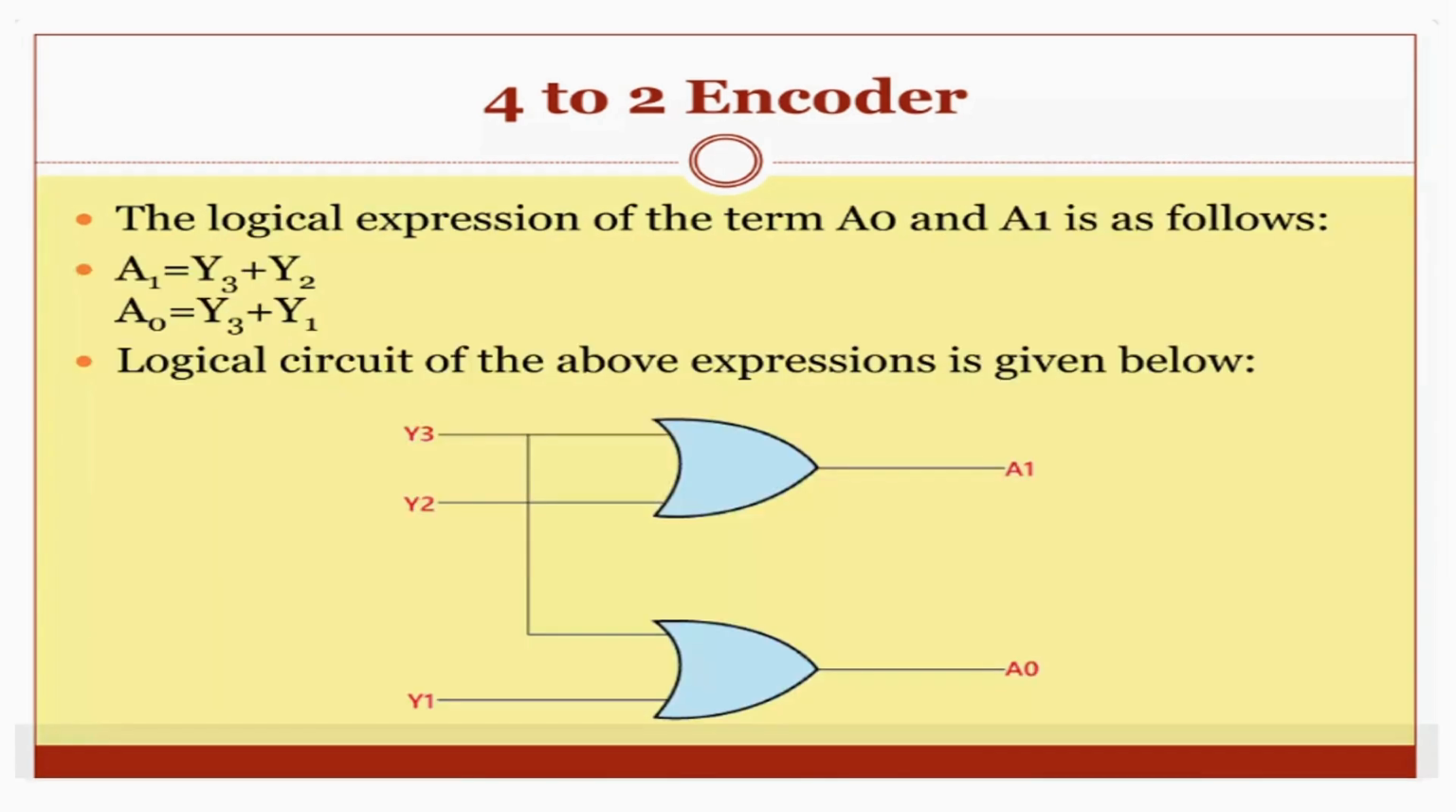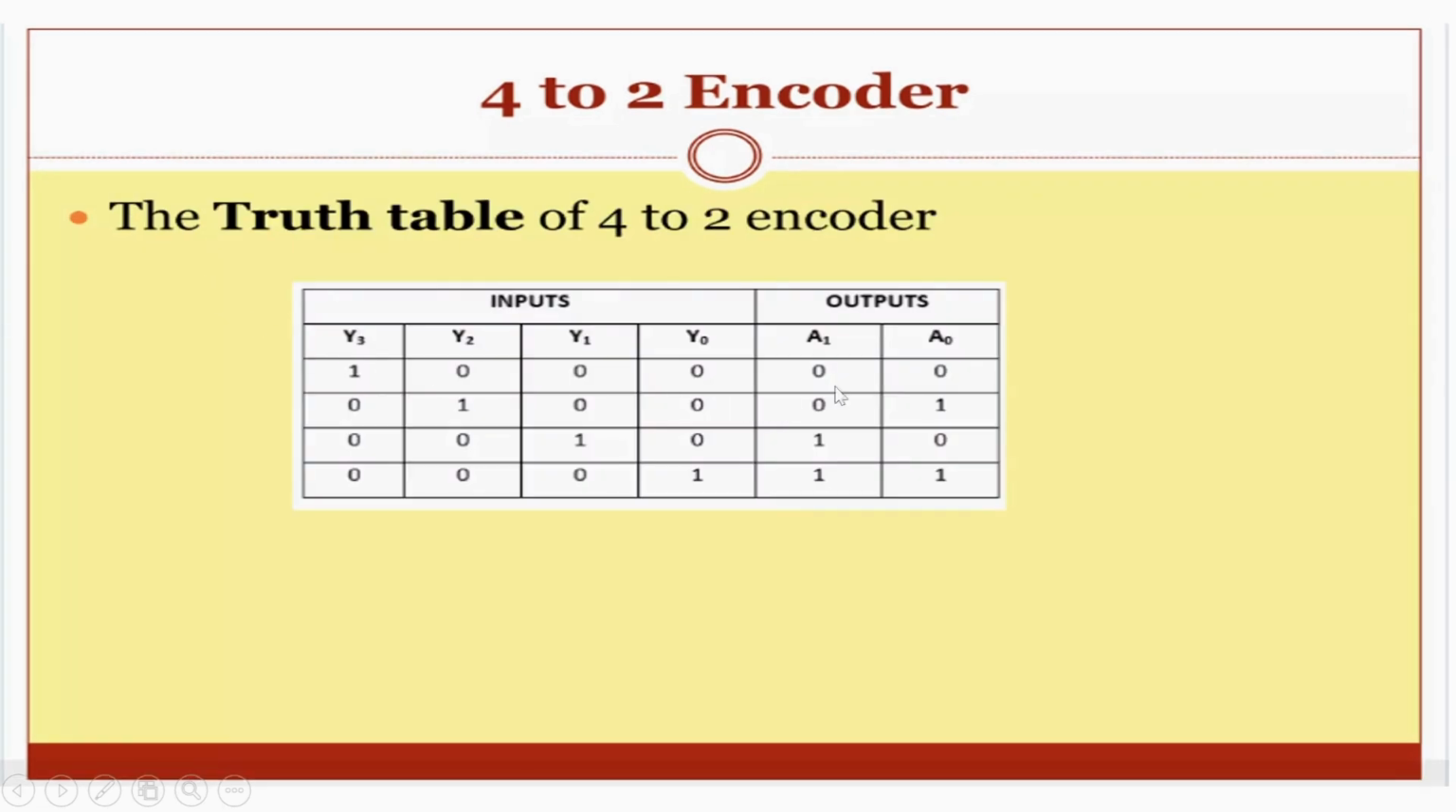Now we will see the logical expression and the circuit diagram for the 4 to 2 encoder. For the logical expression, you can see that our outputs were a0 and a1. For a0 we got y1 plus y3, and for a1 we got y2 plus y3. So how did we get this? To understand this we have to go back to the truth table. Here is the truth table. For a0, this is row 0, this is row 1, 2 and 3. We have to take the inputs where the value of a0 is 1.